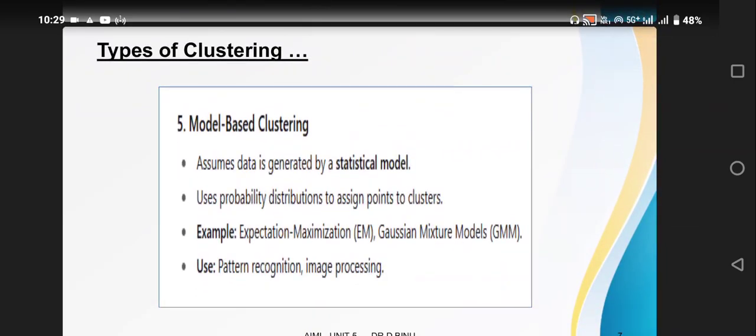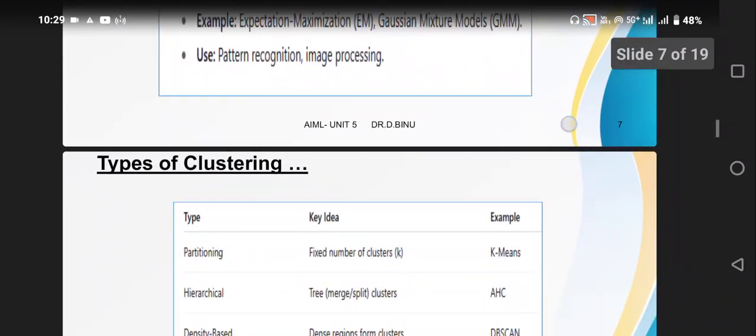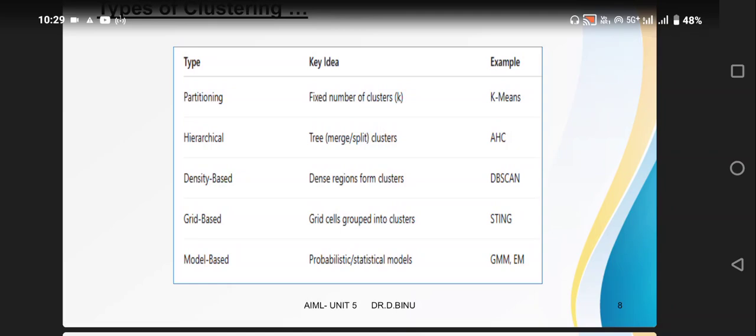Fifth category is model-based clustering. It assumes data is generated by a statistical model. It uses probability distributions to assign points to clusters. Examples: expectation maximization, Gaussian mixture models. Uses are pattern recognition and image processing. Each and every type of clustering, with its key ideas as well as examples, is given in this table format.